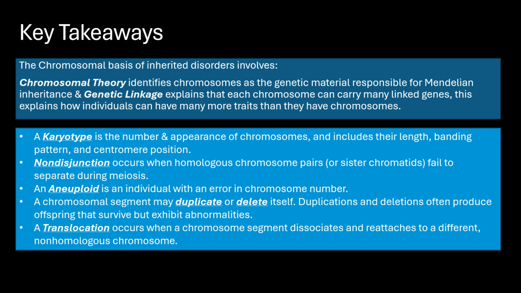Duplications and deletions often produce offspring that can survive but exhibit abnormalities. And a translocation occurs when a chromosome segment dissociates or breaks off from its original chromosome and reattaches to a different non-homologous chromosome. And in that process, we don't gain or lose any genetic information. It's just a process that happens and often leads to more genetic diversity. So once again, this is the end of our Chapter 13 PowerPoint.